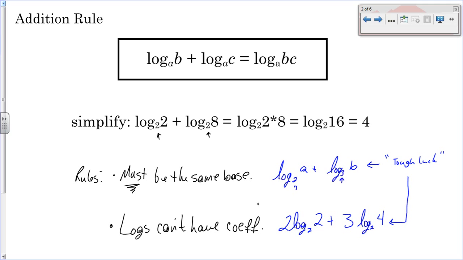A little review. Log base A of B plus the log base A of C equals the log base A of B times C. So the log base 2 of 2 plus the log base 2 of 8 equals the log base 2 of 2 times 8, which is log base 2 of 16, which gives you 4. Remember, they must have the same base, and they can't have coefficients. These would be your coefficients if you're not sure.